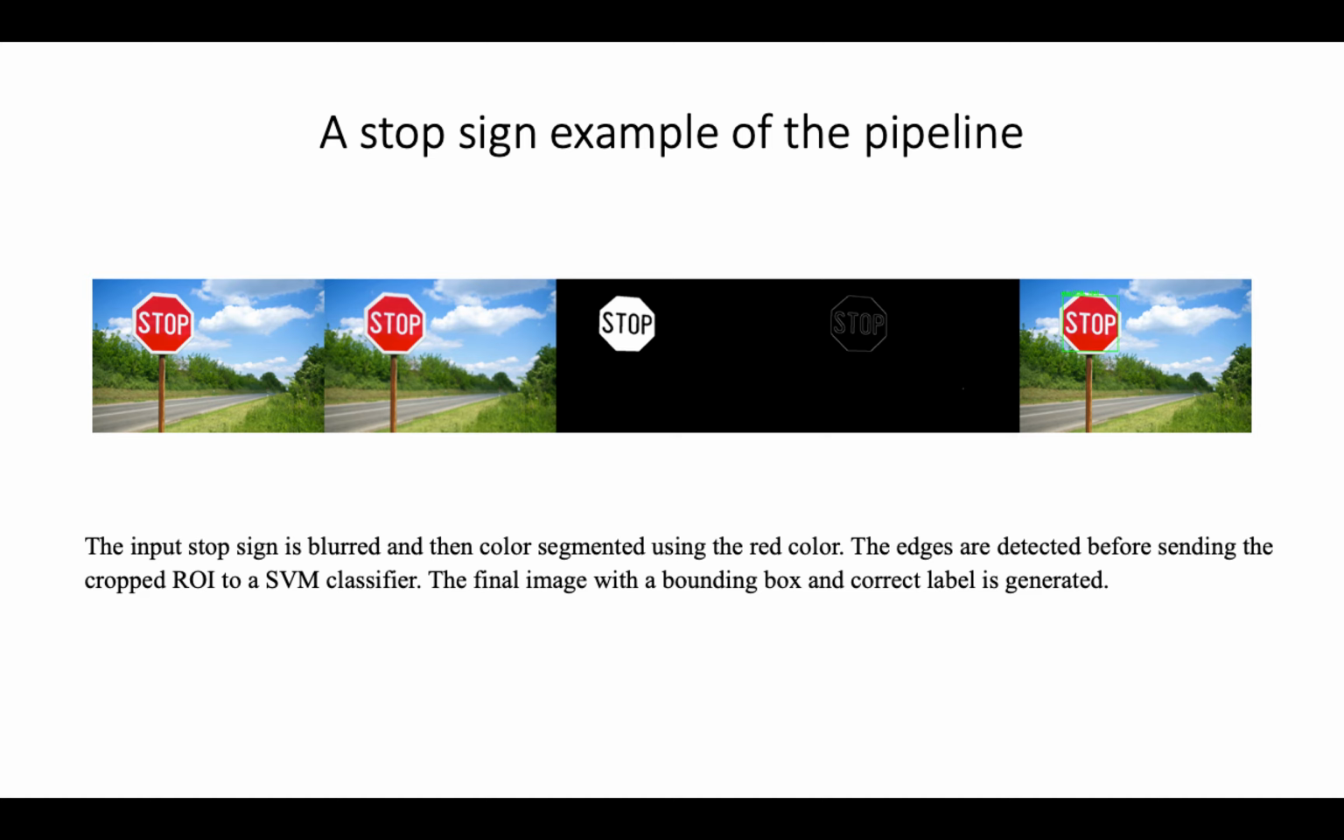Here's a visual representation of the whole process using the stop sign as an example. Given an input image, I first blur it to remove noise. Then I apply the color threshold to extract the main object. Next, I use contour finding to further isolate the ROI, feeding that into a support vector machine classifier. I can then assign the label and draw the bounding box.